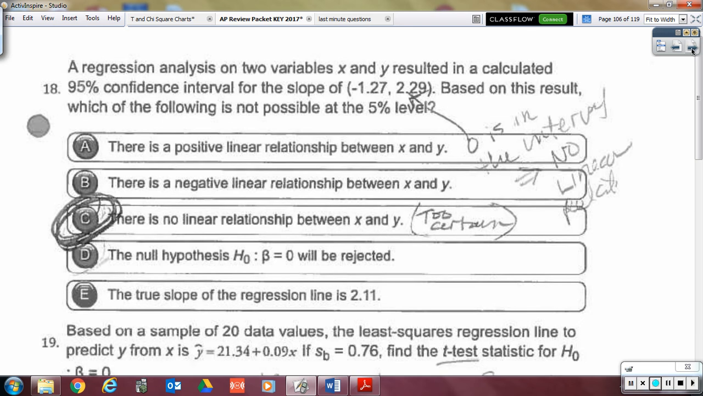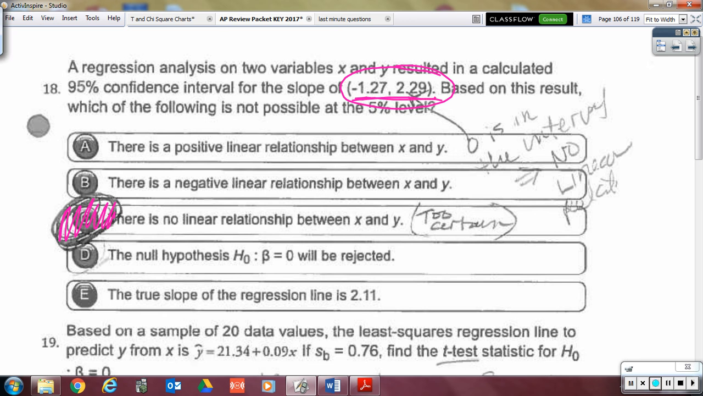Okay, so what should you notice about this interval? 0 is in it, so the slope could be negative. This is not the right answer, by the way. I figured out last period that I knew there was something weird about that. So based on this interval, could the slope be negative?